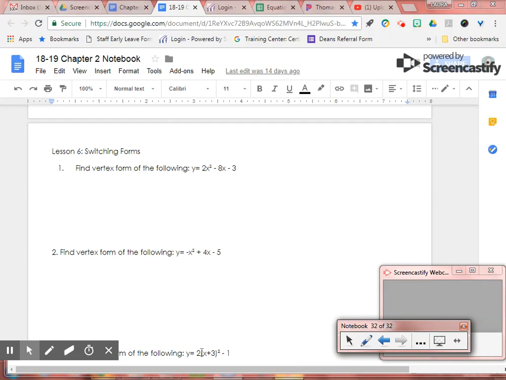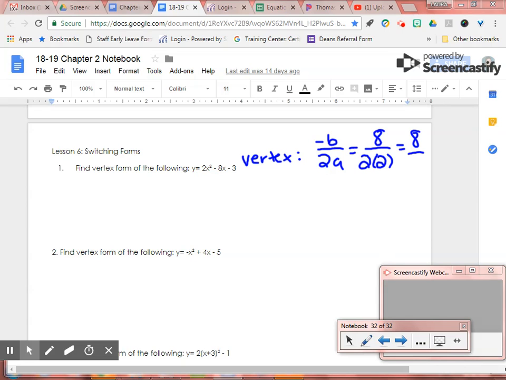Switching forms is how you go back and forth from vertex form to standard form. So we're trying to find the vertex form of this first one, which means that we need to find the vertex. To find the vertex, remember that we're doing negative b over 2a. So we have the opposite of b, so that's going to be a positive 8, divided by 2 times 2. So I have 8 divided by 4, and 8 divided by 4 gives me 2. Okay, so that's the x part of our vertex.